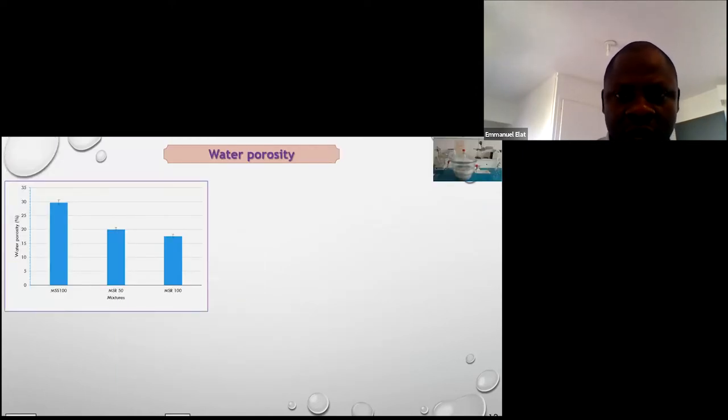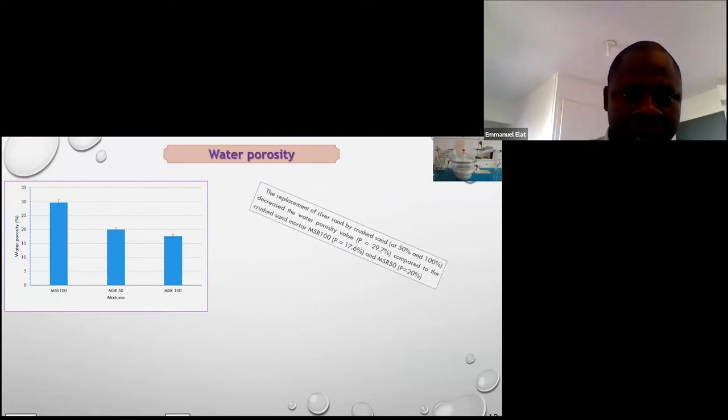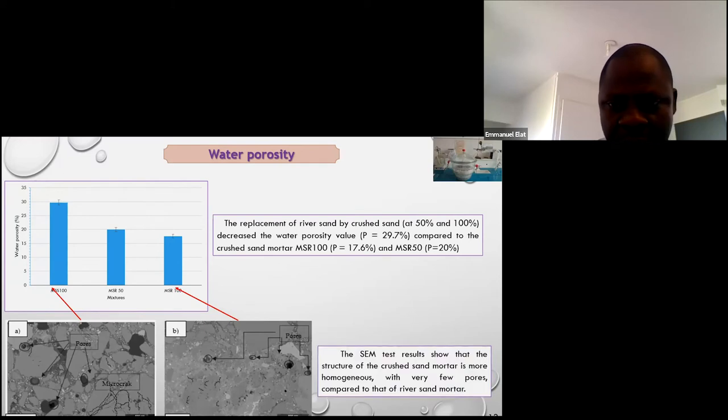Now we present the water porosity. We can observe that the replacement of river sand by crushed sand at 50% and 100% decreases the water porosity value. The same result shows that the structure of crushed sand mortar is more homogeneous, with very few pores compared to the river sand mortars. And we can observe the formation of micro cracks on the mortars composed with river sand.